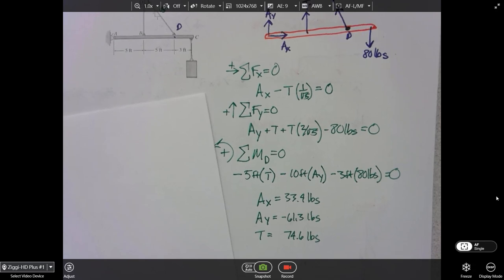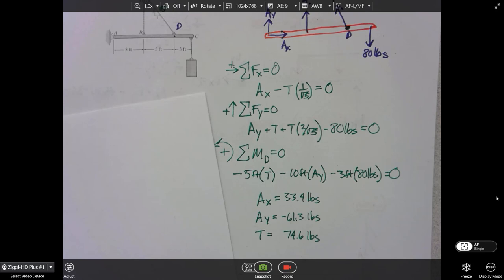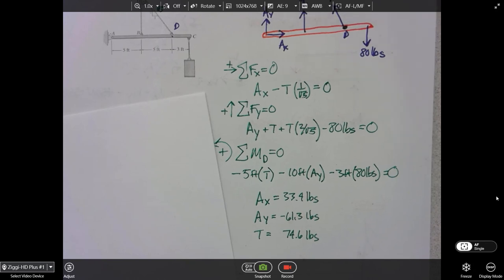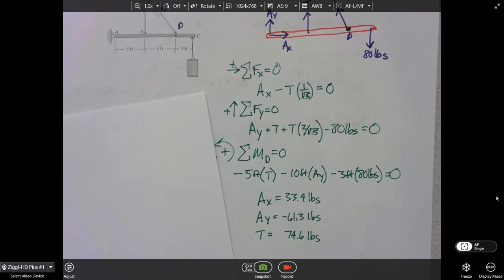That something? It didn't give you an answer. This is not very confidence inducing. Sean got something? What'd you get, Sean? A sub x equals 33.4 pounds. Yep, that's what I got. A sub y equals -61.3 pounds. Okay, I can believe that, right? Why didn't you like that, Travis? It was my first time putting in my 36, and so I wasn't sure if it was okay.